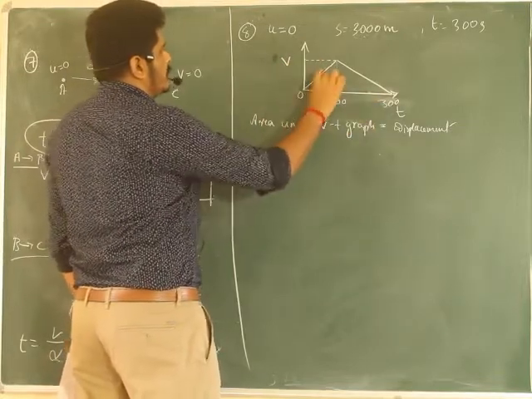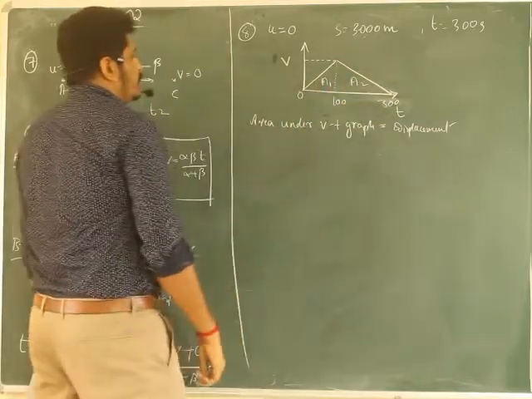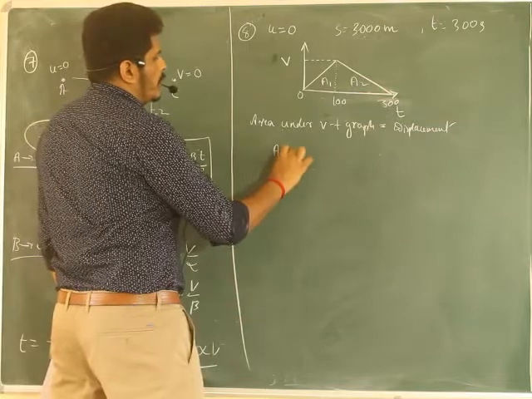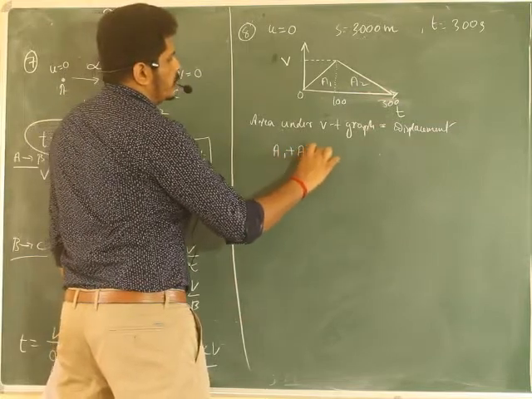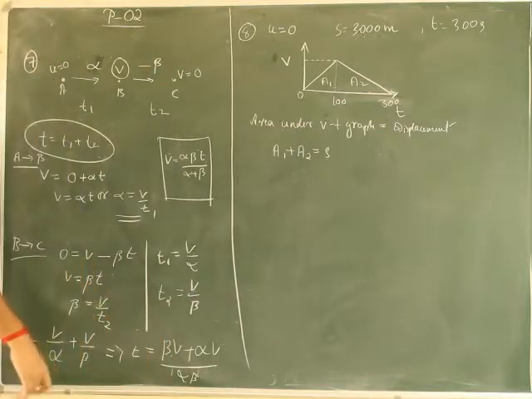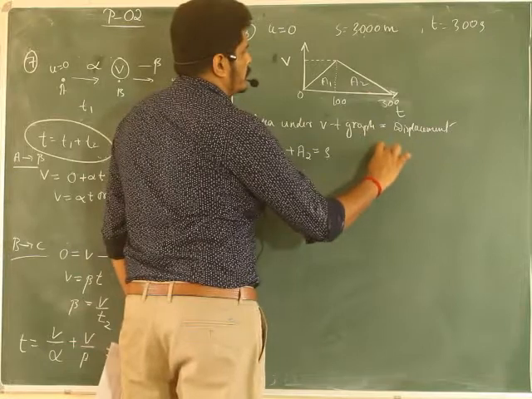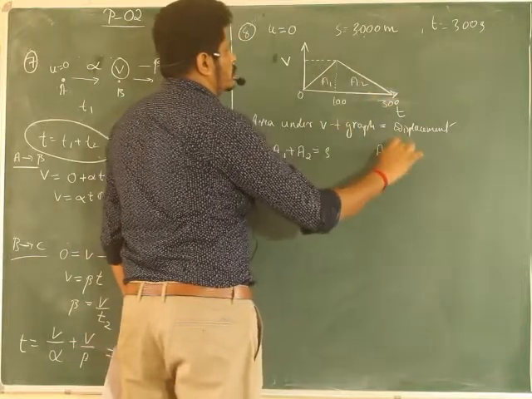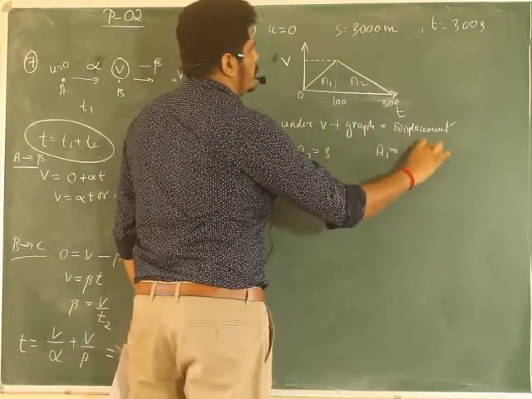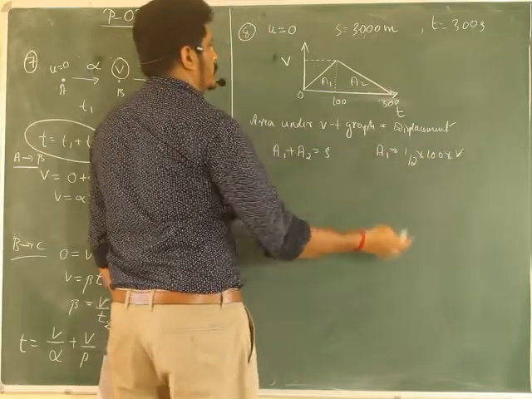Now in the first case, I will take this one as area 1 and this one as area 2. So area 1 plus area 2 should be equal to the total distance travelled. I think you can understand this. So what is area 1? Area 1 is a right angle triangle, almost. So half into base into height. Height is V, we don't know how much that is.